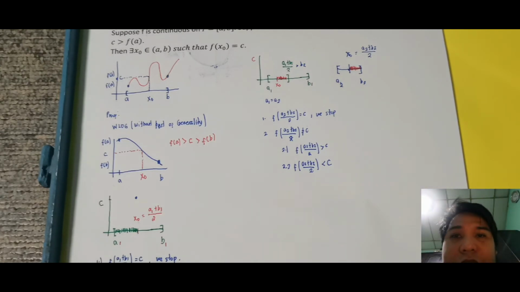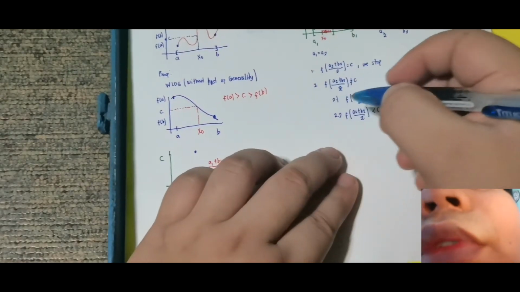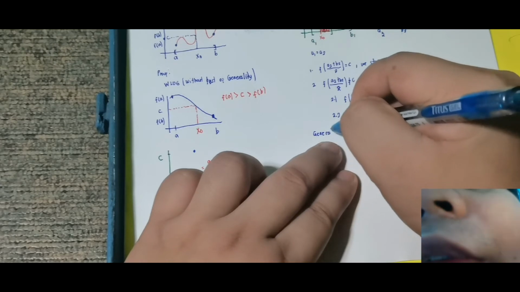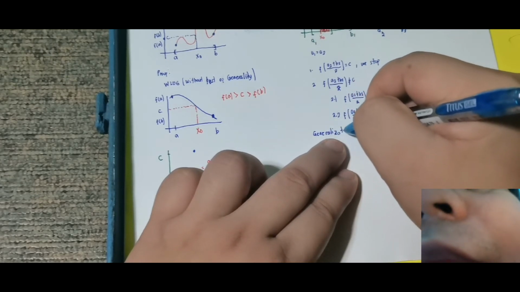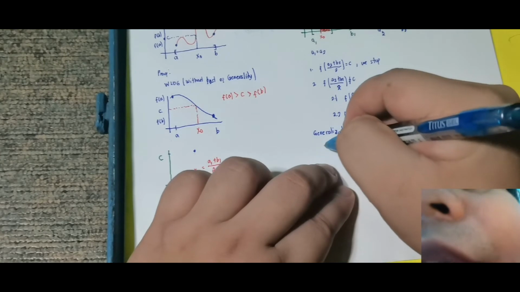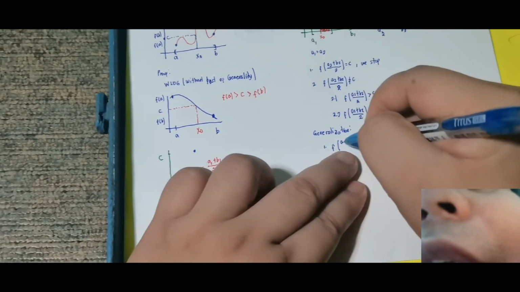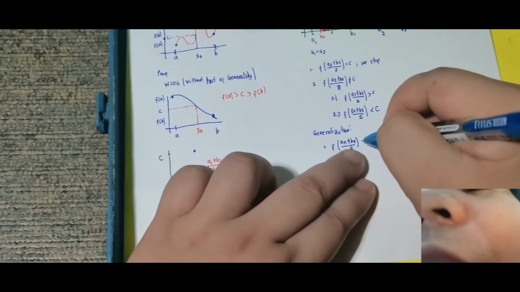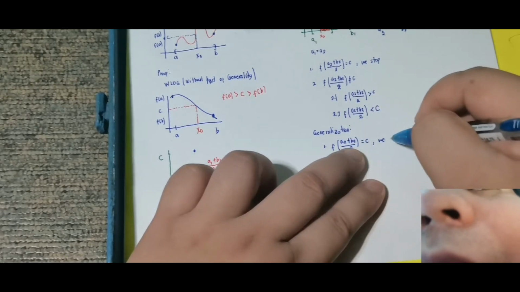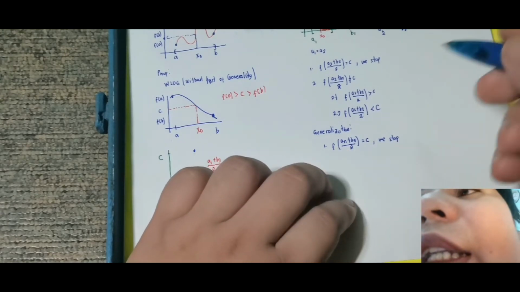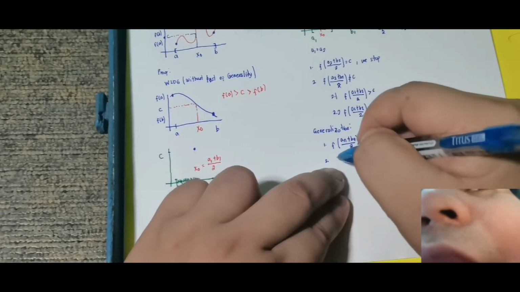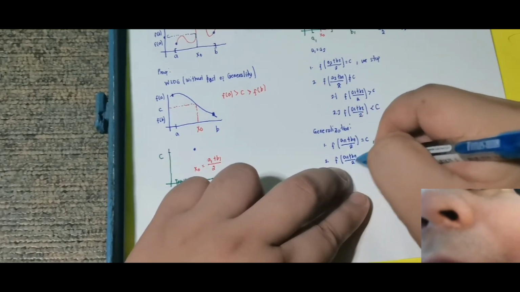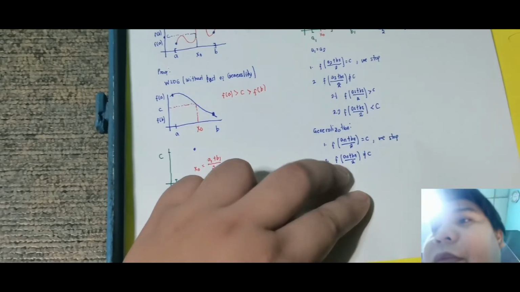Okay, so generalization, kasi nga continuous lang yun eh, yung mangyayari. So generalization, okay, so 1, yung f of a sub n plus b sub n over 2 is equal to c. So we stop. Okay, kasi ganoon lang gagawin natin. Hati-hatiin lang natin yung interval number 2, yung f of a sub n plus b sub n over 2 is not equal to c. Okay?